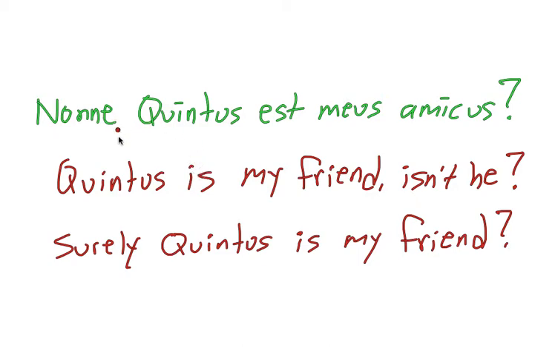And so nonne introduces a question expecting a yes answer, and num introduces a question expecting a no answer.